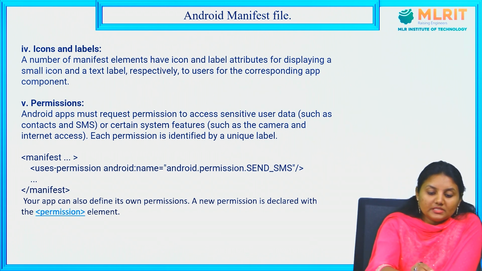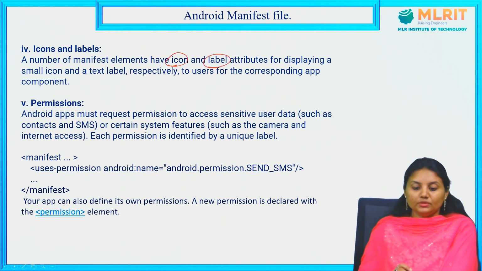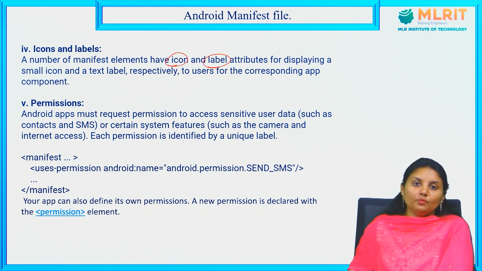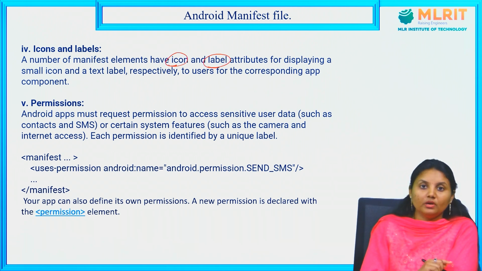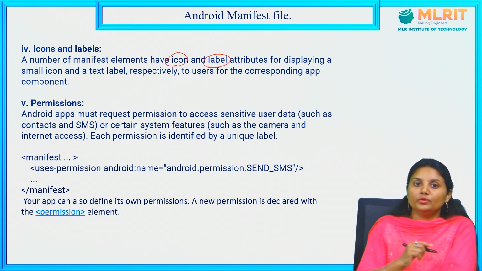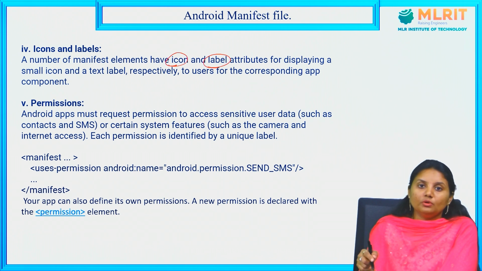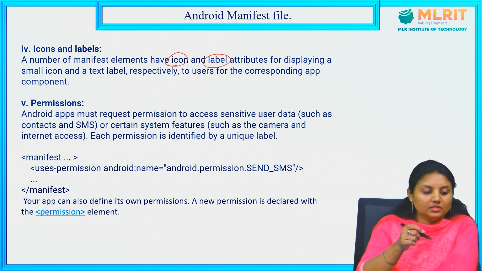Icons and labels. A number of manifest elements have icon and label attributes, for displaying small icons and text labels respectively. For small icons we use icon, and for labels we use the label attribute. Why we need icons and labels is, suppose you want to load your WhatsApp, we double click on the icon only. Initially we go with the icon. If the icon is not there, how will you make a shortcut to launch your application? It is an interface that lets users launch your application with just a click. That's the use of the icon.